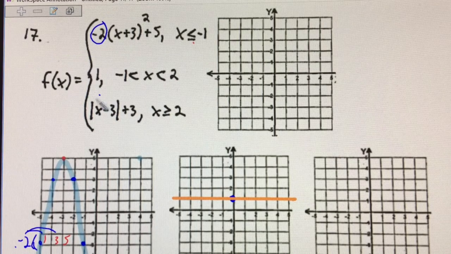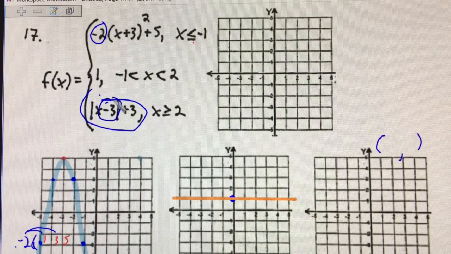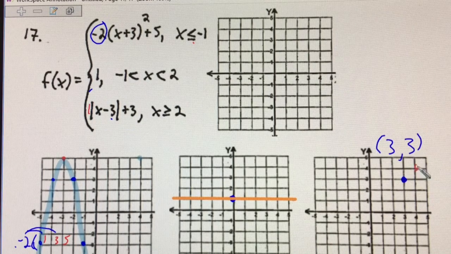The next graph I'm going to graph is the absolute value graph. And that has a vertex at opposite, same. The opposite of negative 3 is positive 3, and the same as positive 3 is positive 3. So I'm going to go right 3, up 3, put my dot. And notice, in front of this there's a hidden 1 in front of the absolute value symbols. So that means my slope from this point is up 1 over 1, up 1 over 1.